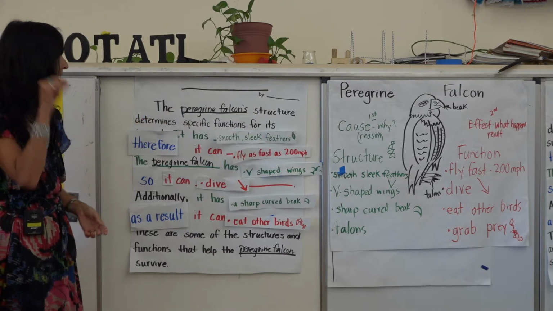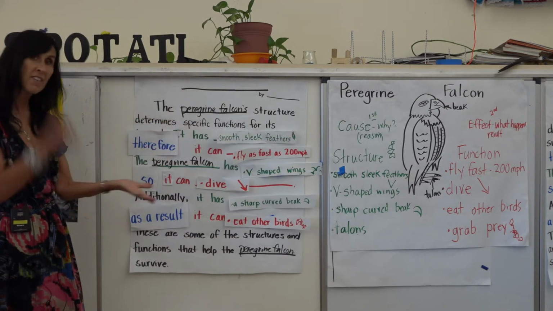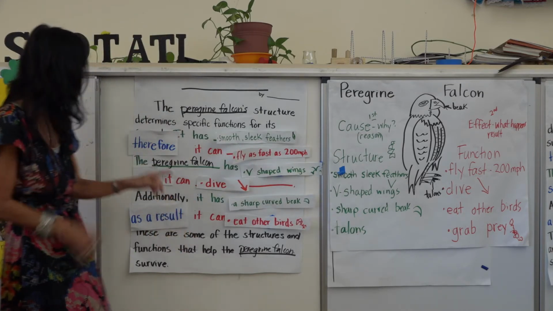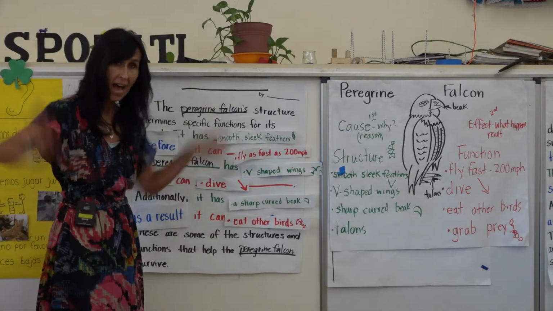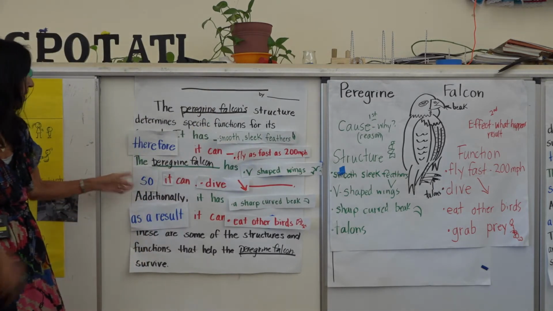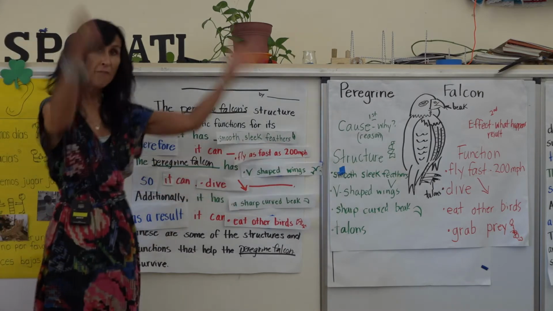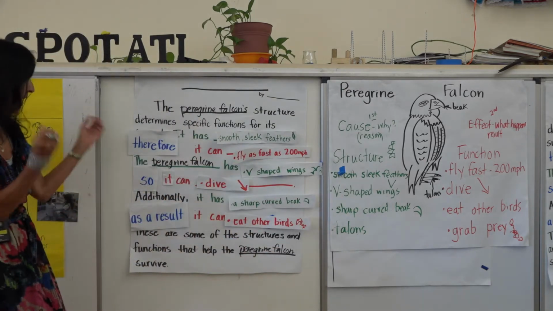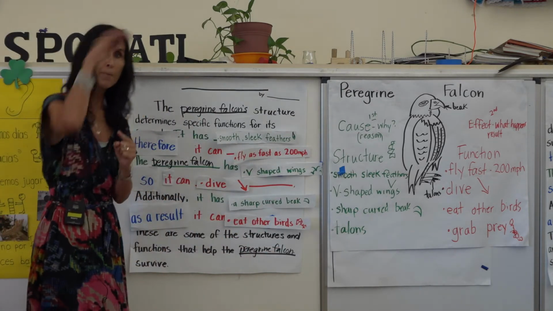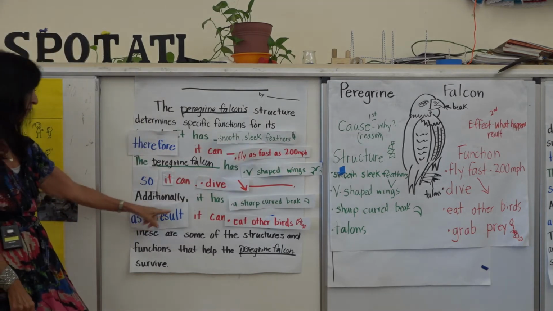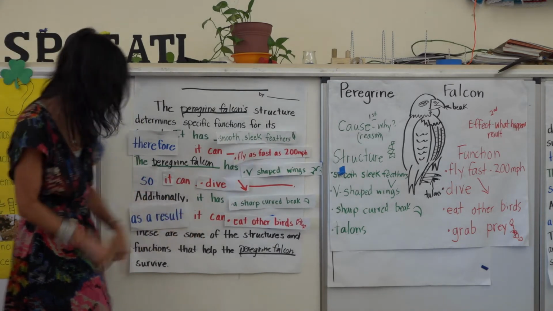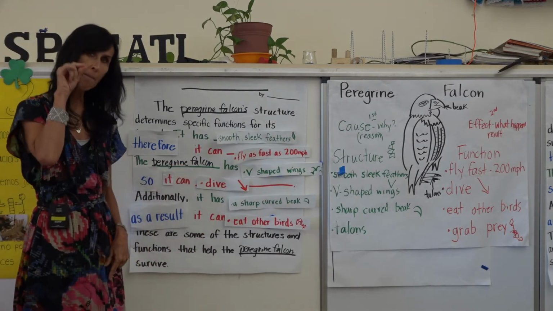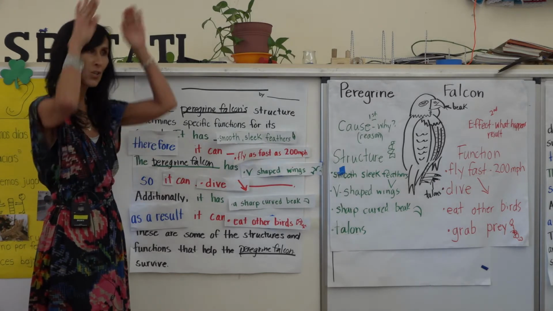The peregrine falcon structure determines specific functions for its survival. It has smooth, sleek feathers. Therefore, it can fly as fast as 200 miles per hour. The peregrine falcon has V-shaped wings, so it can dive. Additionally, it has a sharp, curved beak. As a result, it can eat other birds. These are some of the structures and functions that help the peregrine falcon survive.